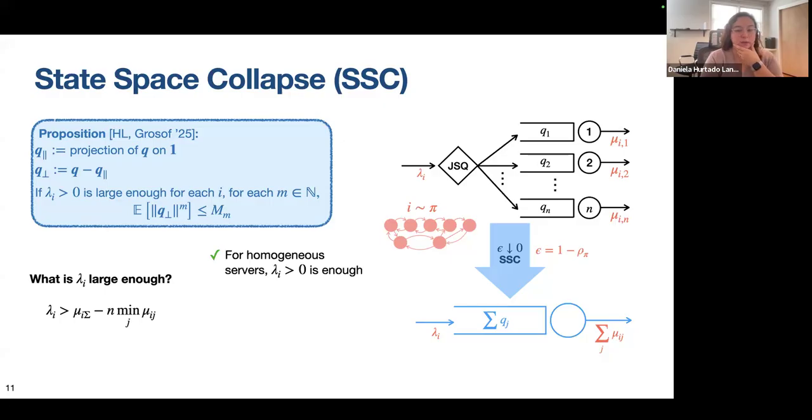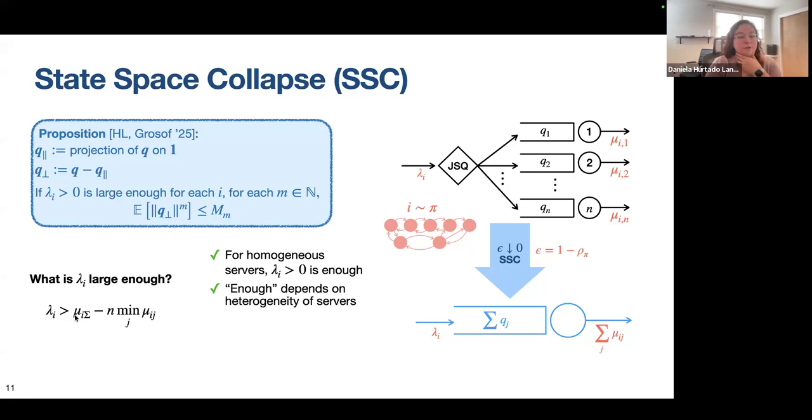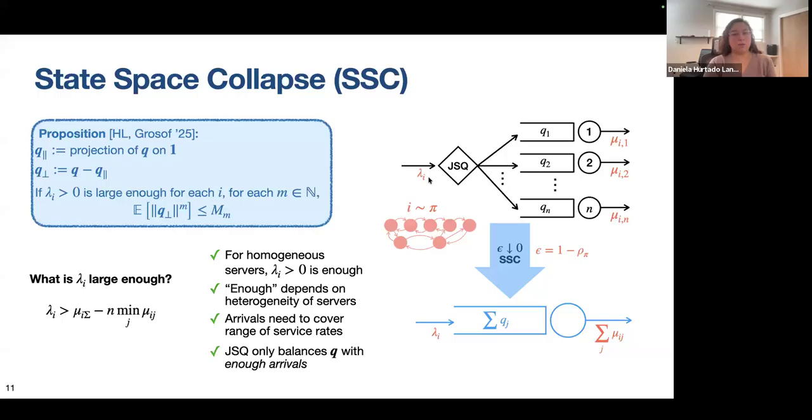Let's look at it a little bit closer. First, observe that if all the servers are homogeneous, meaning that the service rates are equal, the right-hand side is zero, so we don't need anything. In some sense, enough arrivals depends on how heterogeneous my servers are: how big is the total service rate compared to the smallest possible service rate I could have. The arrivals need to cover the range of service rates. I can only balance my queues when arrivals happen, so I need enough arrivals happening regardless of which state I am in, and then I'm going to have JSQ balance my queue lengths. So this condition says when JSQ can balance the queue lengths.